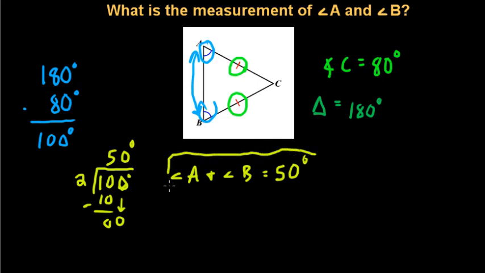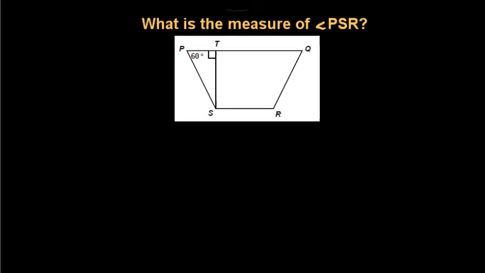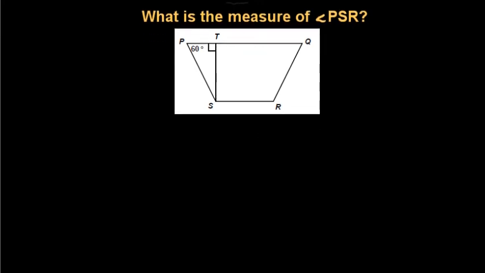Alright, cool. Last problem. What is the measure of angle PSR? I've got a quadrilateral, but I also have a triangle. I don't know if y'all notice the triangle. The triangle is P, T, S, and R.